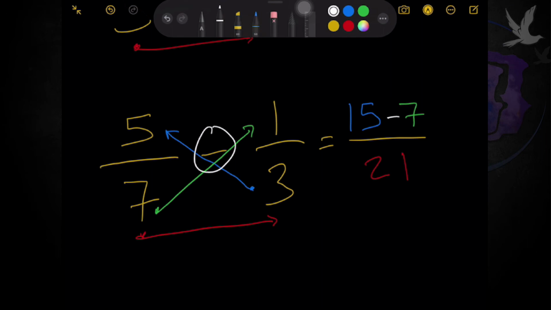So, subtract lang tayo. 15 minus 7 will give us 8. And just copy the denominator, which is 21. Okay? So, at least at this point, as young as you are, you're already learning how to do the shortcut method of adding or subtracting dissimilar fractions. Okay? So, I hope that you have learned something new today. That's it.